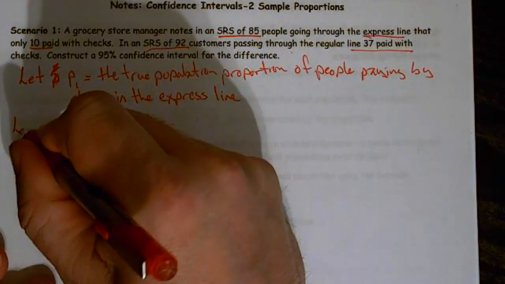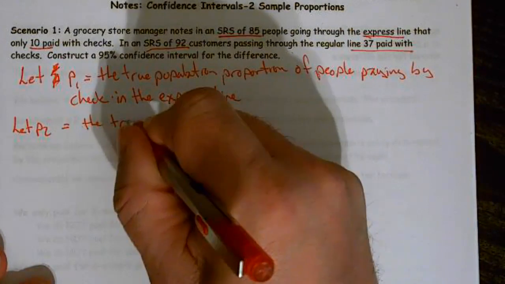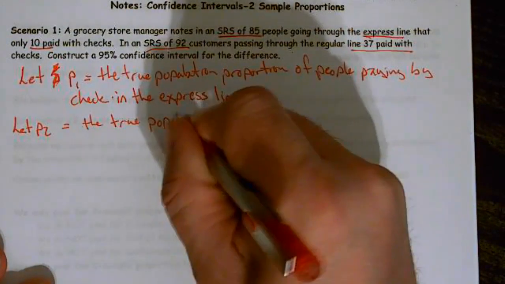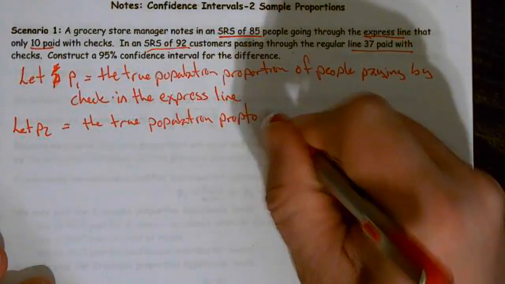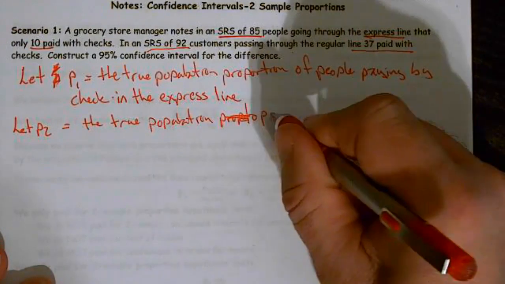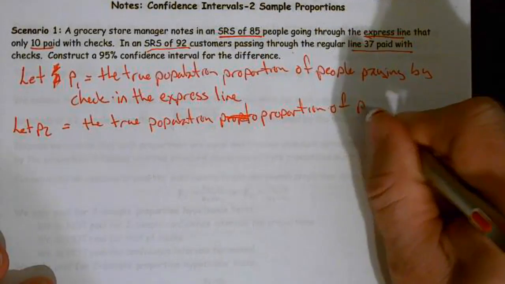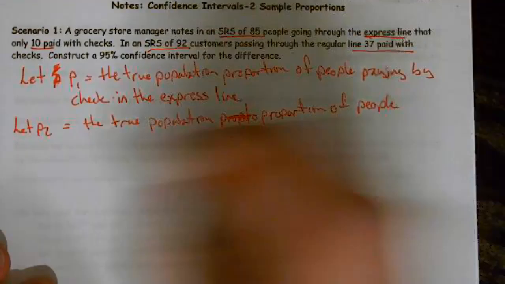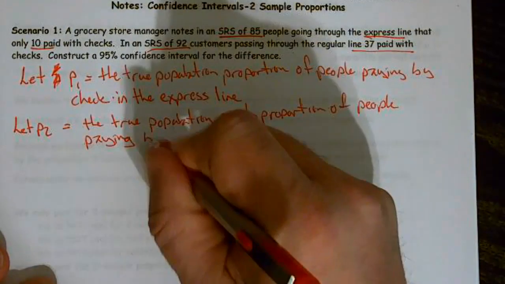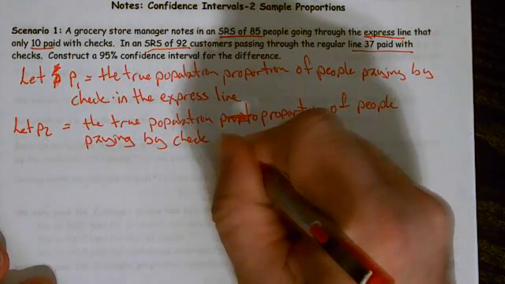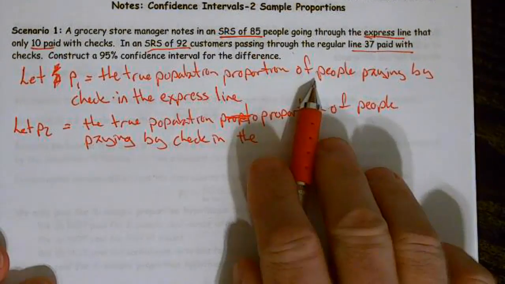Well, guess what? That means P2 is going to be very similar. Let P2 equal the true population proportion of people paying by check in the regular line.